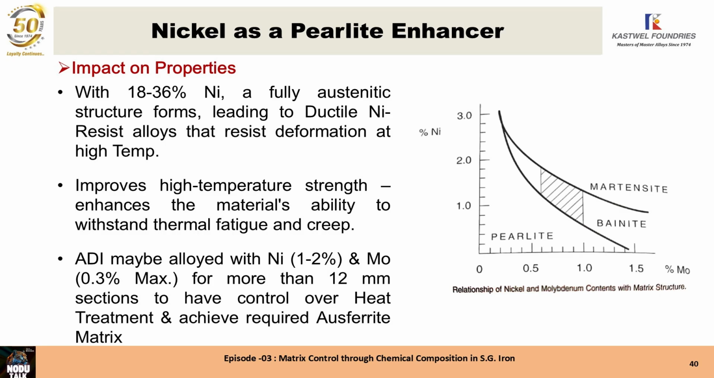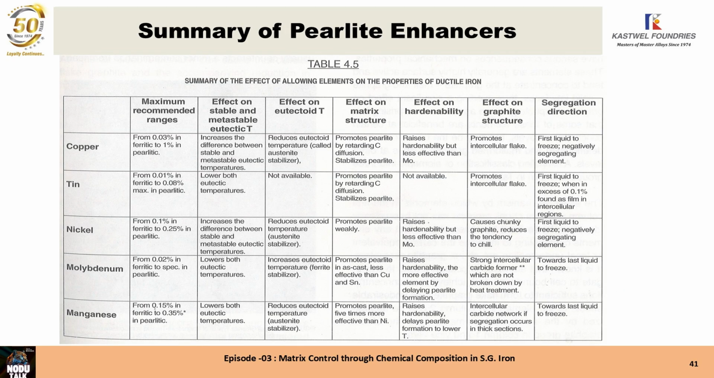ADI may be allowed with nickel 1 to 2% and moly 0.3% maximum in section thicknesses above 12 millimeters, to have control over these sections. Heat treatment to achieve the required ferritic matrix. This table summarizes the effect of the elements which we discussed, on their maximum recommended ranges, their effect on stable and metastable eutectic, effect on matrix structure, effect on hardenability, effect on graphite structure, and segregation direction.